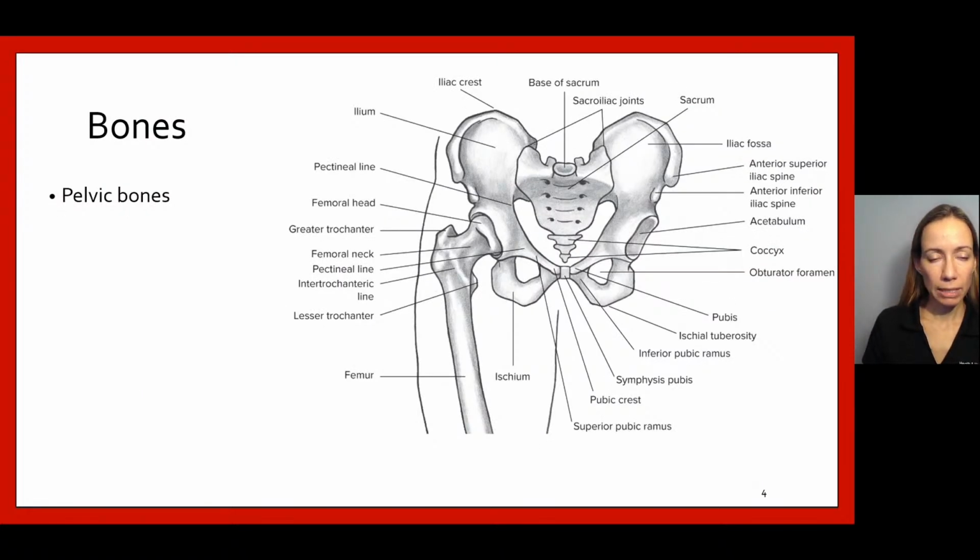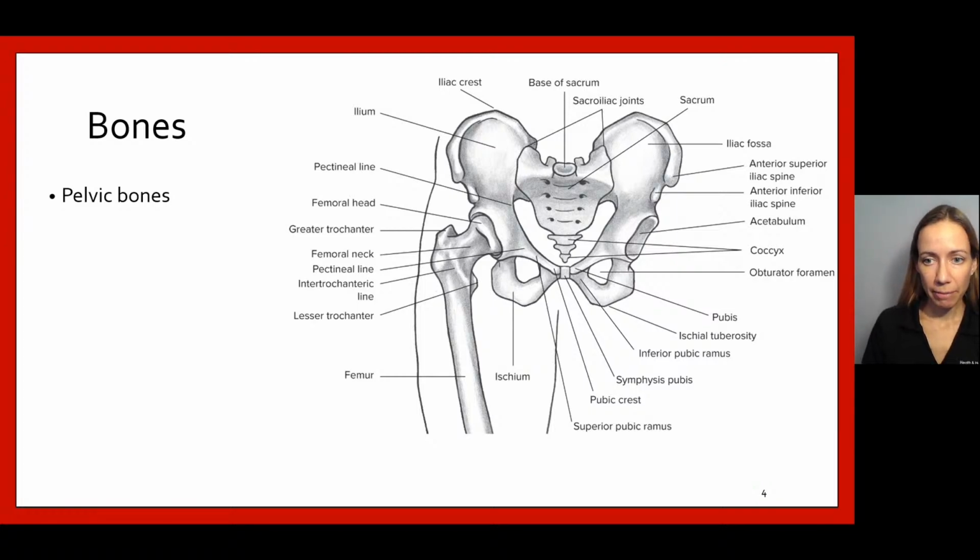Looking then at the more proximal bone of this joint is the pelvic bone or the pelvic bones. There are three different regions of the pelvis that we'll consider, and in children, these three separate regions are actually separate bones. But by the time we get to adulthood, these bones have fused.